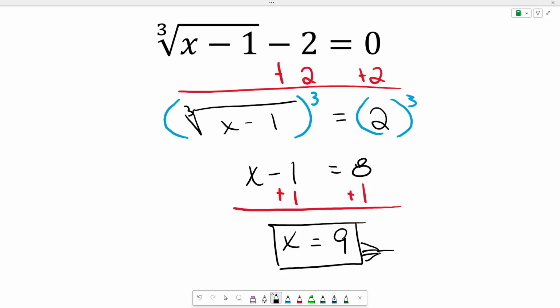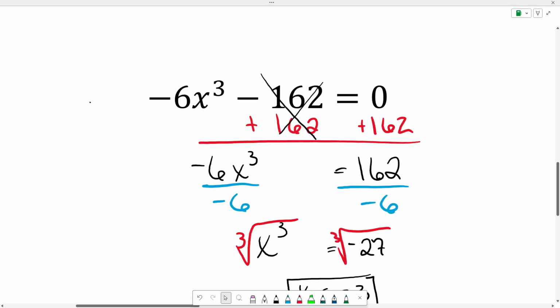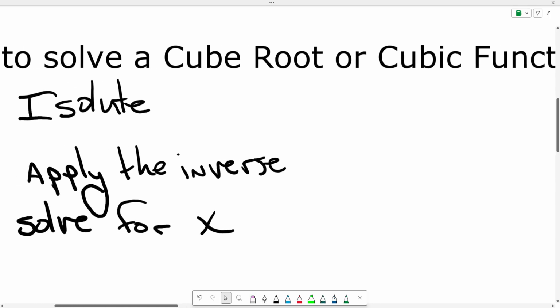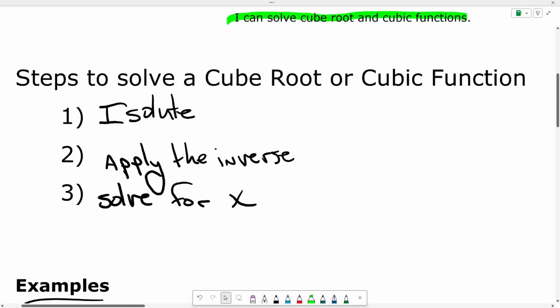Solving cube root and cubic functions. Just like solving all of our other equations, take them one little bite at a time. Enjoy.